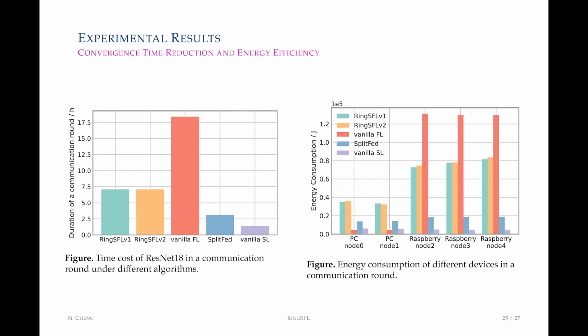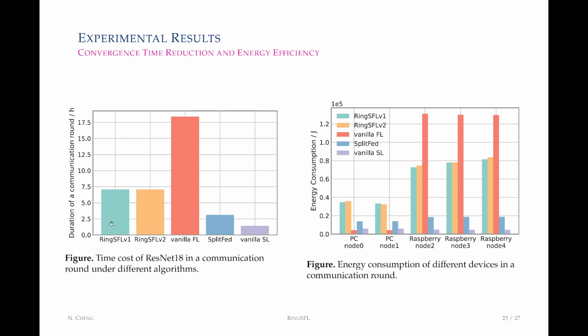To validate the adaptability of RingSFL to system heterogeneity, we conducted additional experiments on a prototype system to evaluate its reduction in convergence time and improvements in energy efficiency. The left figure depicts the reduction in convergence time, where RingSFL achieved an impressive 61.6% decrease in training time compared to vanilla FL. This is due to the fact that by properly allocating propagation length, RingSFL can balance the computational load across the system and efficiently mitigate the straggler effect.